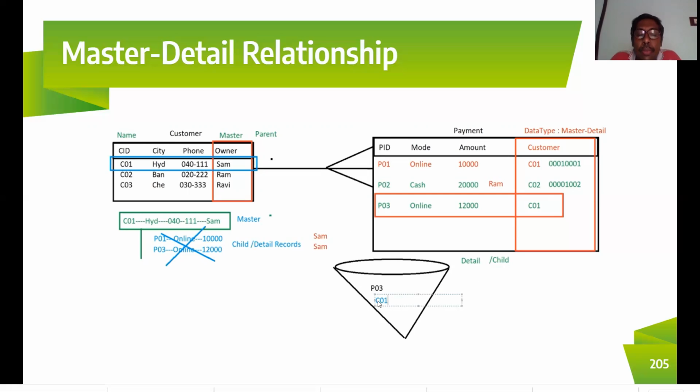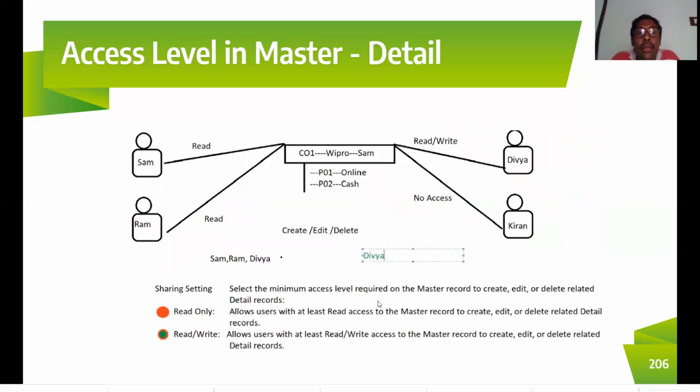Whereas coming to master detail relationship, the cascading effects will be there. When I try to delete the parent record, the corresponding child records will also be deleted, but these records will be available in the recycle bin for 15 days. So within 15 days, in case you want to restore it, you can restore it. Got it? So now we are going to discuss the access level.